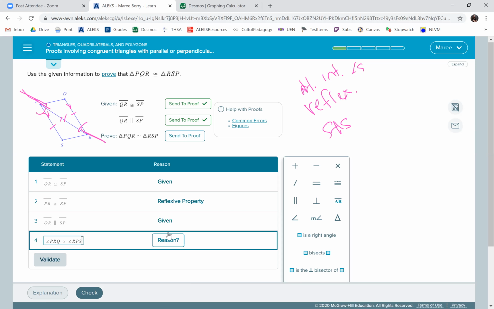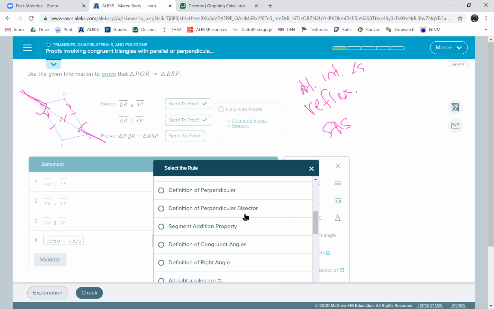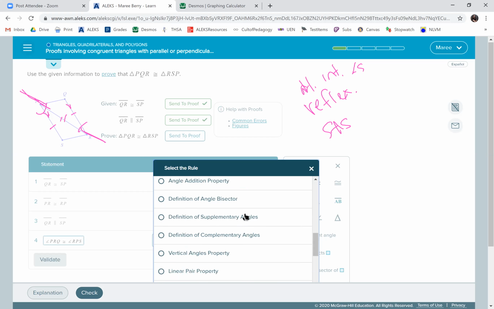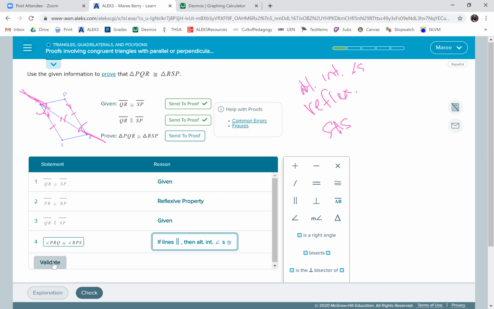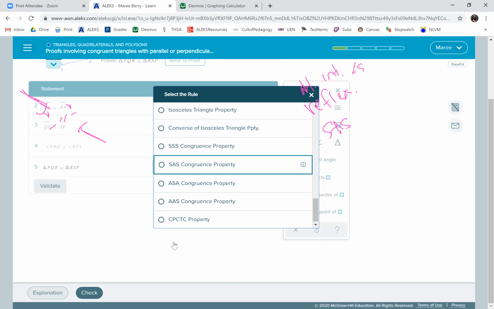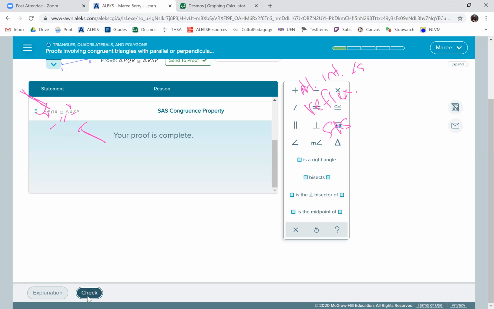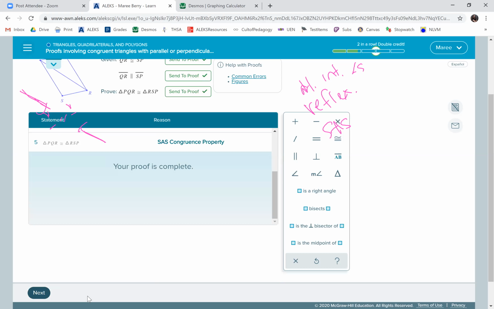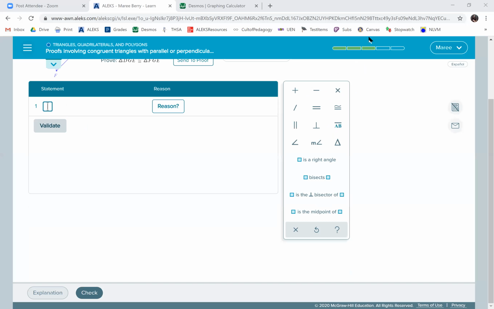And that is alternate interior angles. We're just looking for alternate interior angles. If lines are parallel, then alternate interior angles are congruent. So we have the two sides, we have the angle. So now we're ready for the triangles congruent. And we just say SAS. Nice. Proof is complete. Check it. It should be good. Yep. All right, let's do one more just for fun.